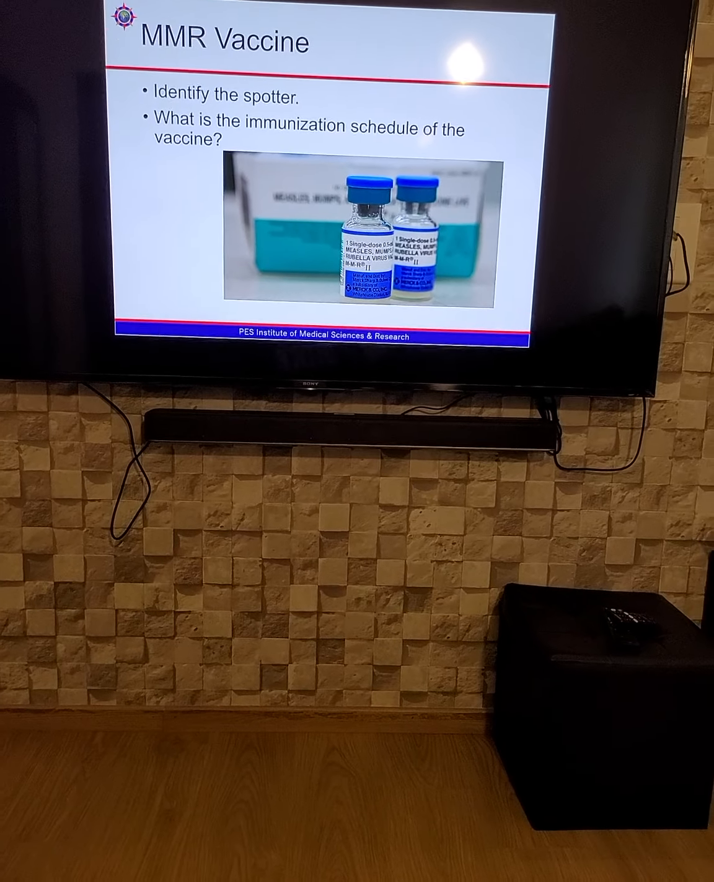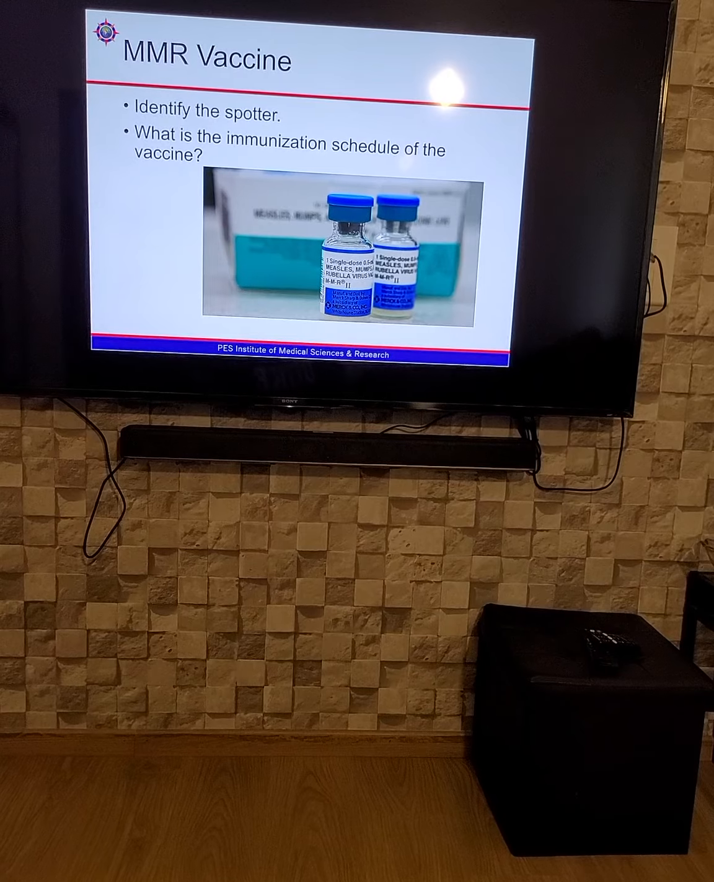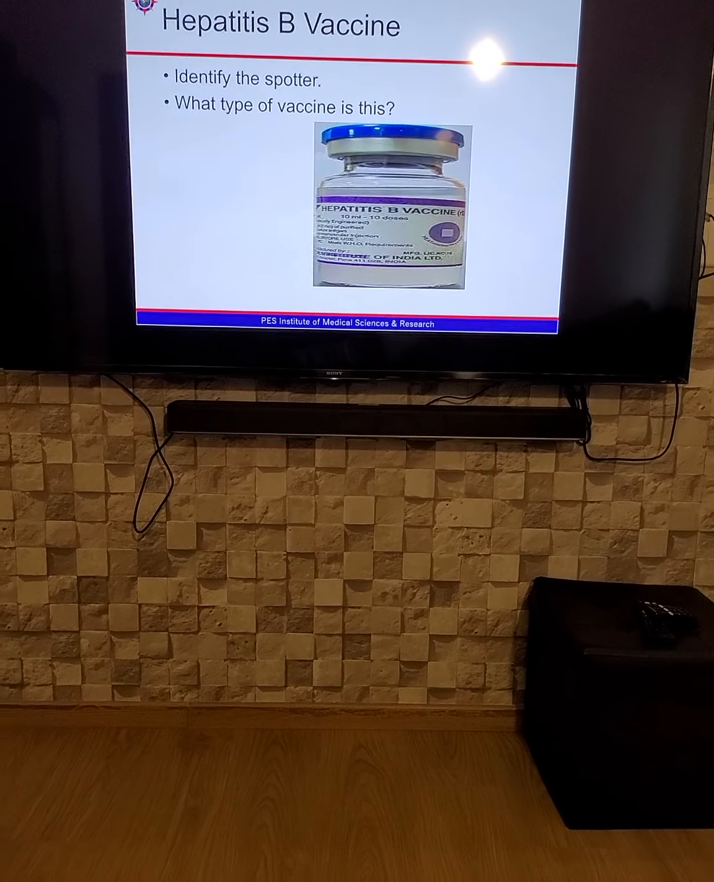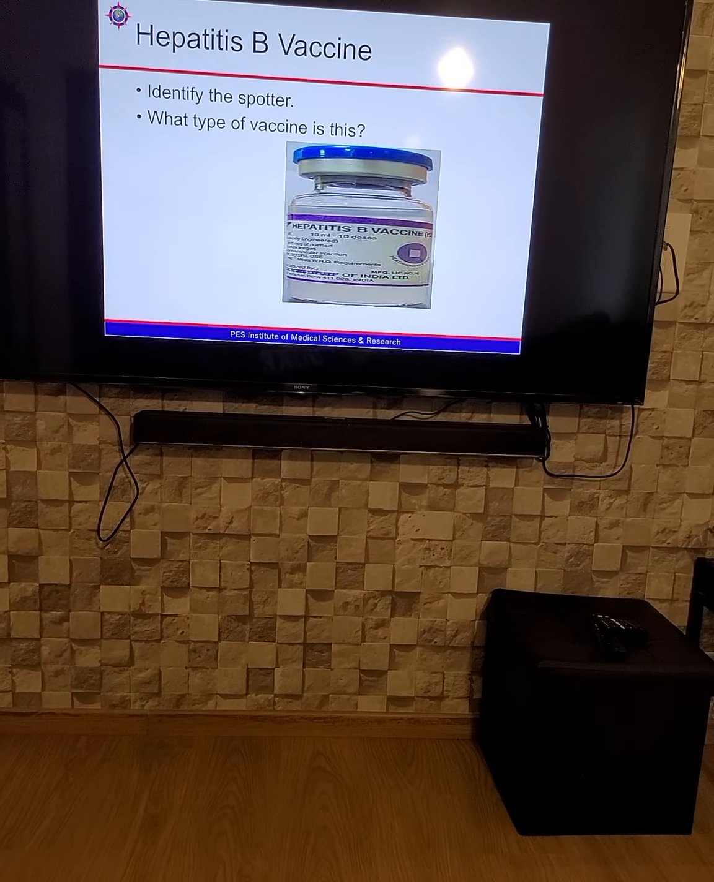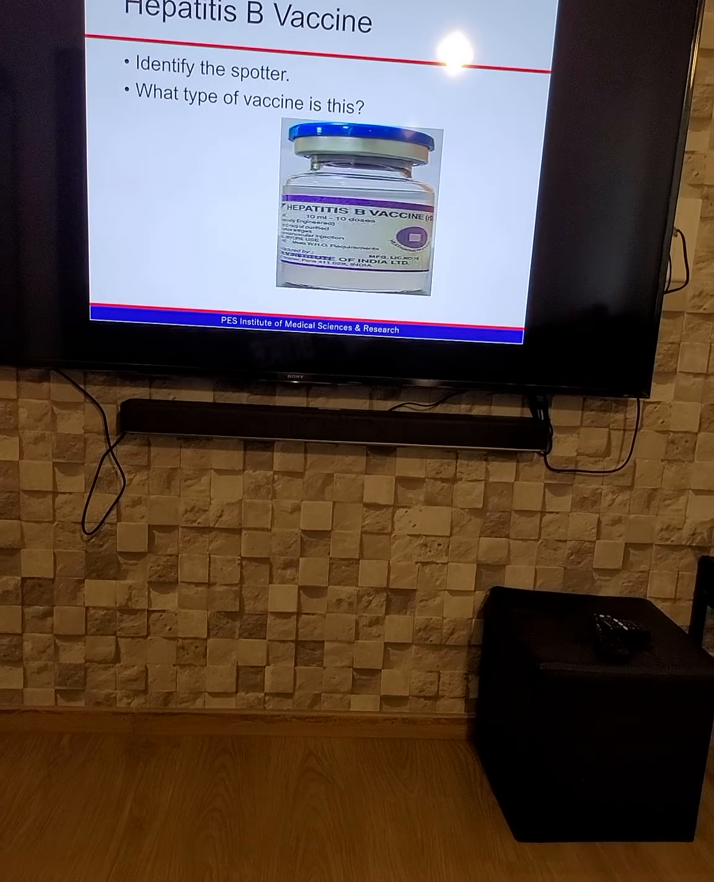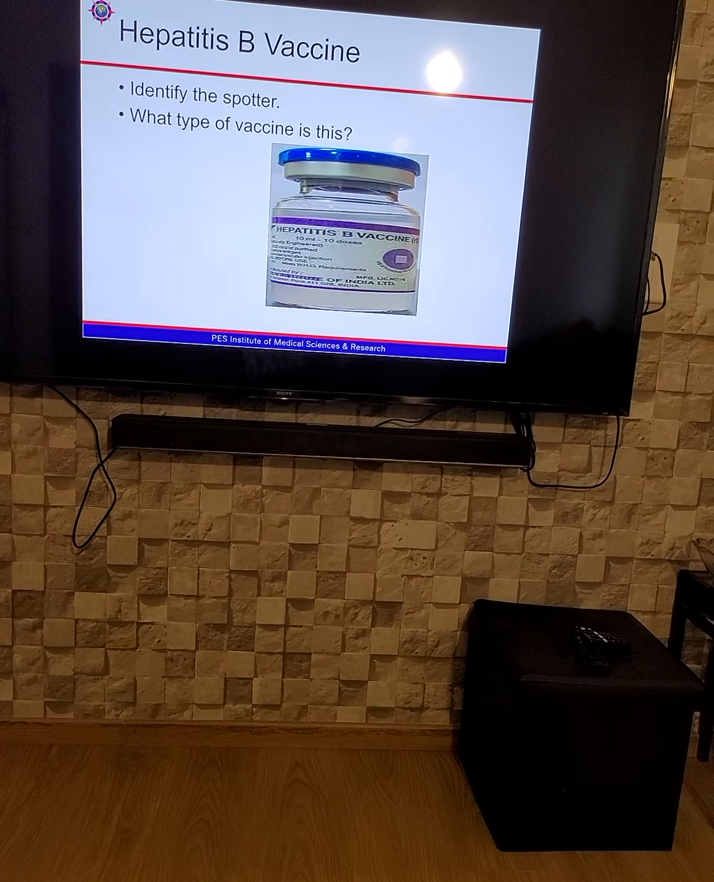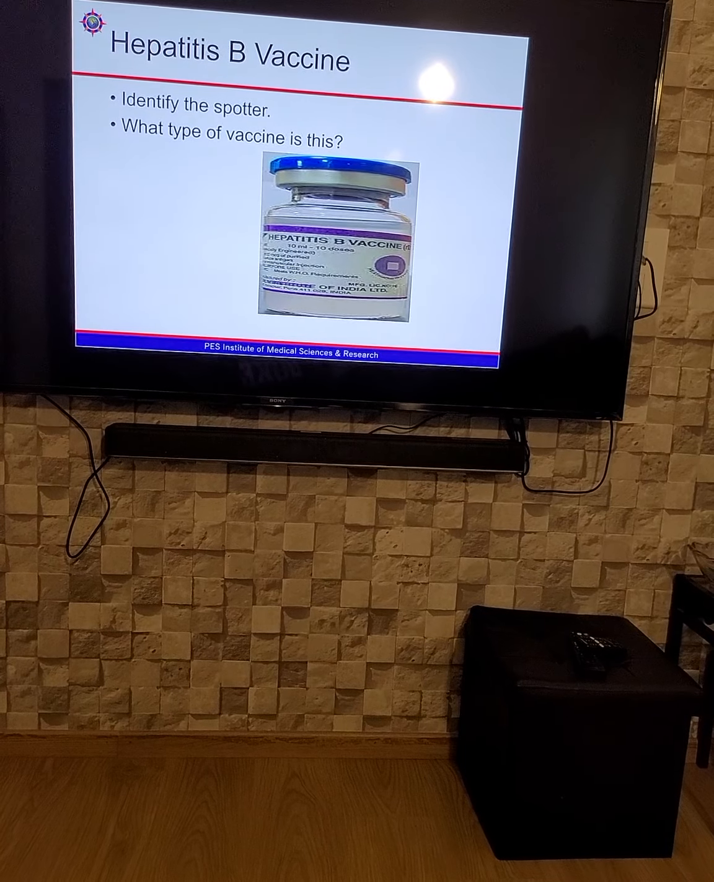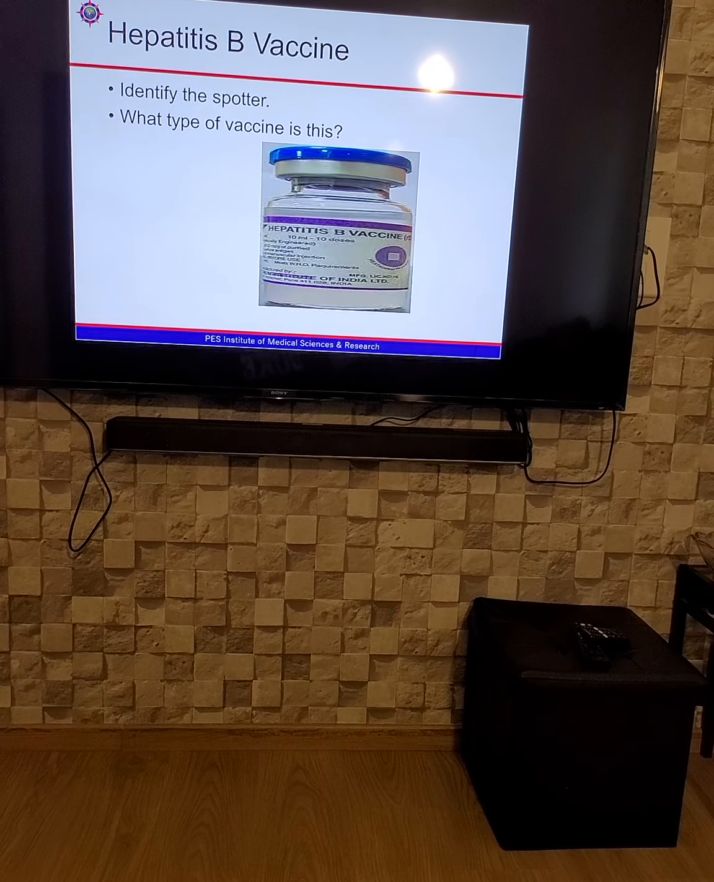This is the MMR vaccine, usually given in the 12th month: mumps, measles, and rubella vaccine. Hepatitis B vaccine is one of the beautiful vaccines, made by DNA recombinant technology, and given in 3 doses: 0, 1 month, and 6 months.